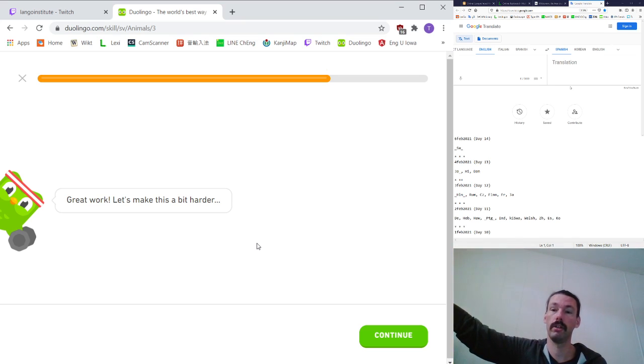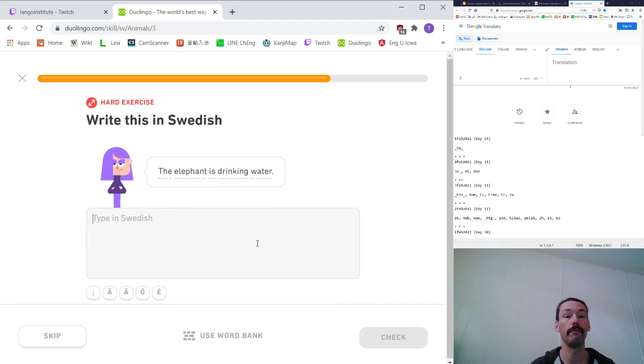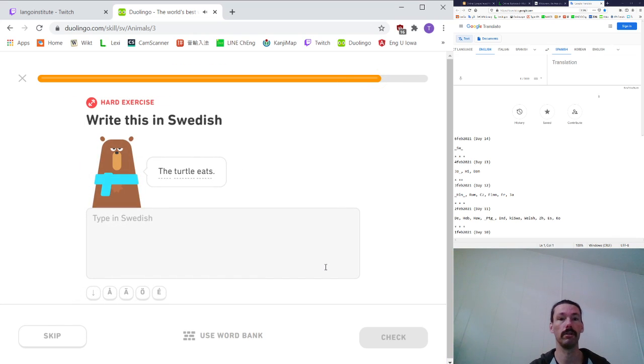Still finding the best lighting for this new spot. Okay. Elefanten, definite. I think spelled with F. Double check that. Yeah. Dricker vatten. Chubby fingers here. Sköldpaddan. Sköld. That's the word shield. Paddan äter.